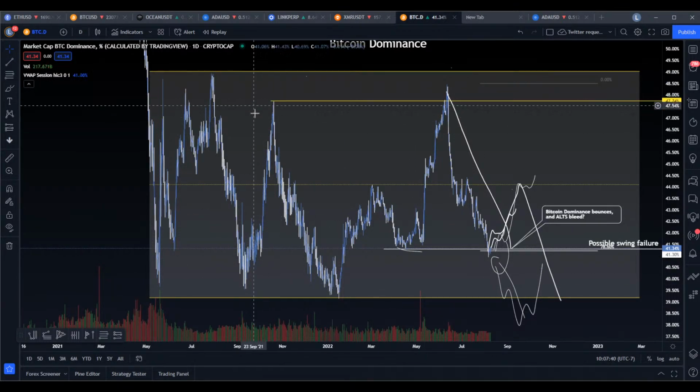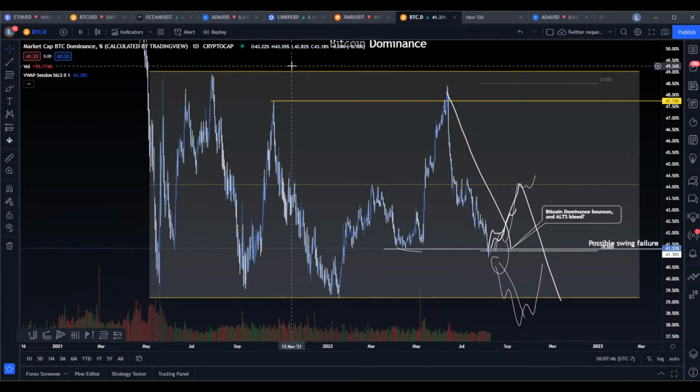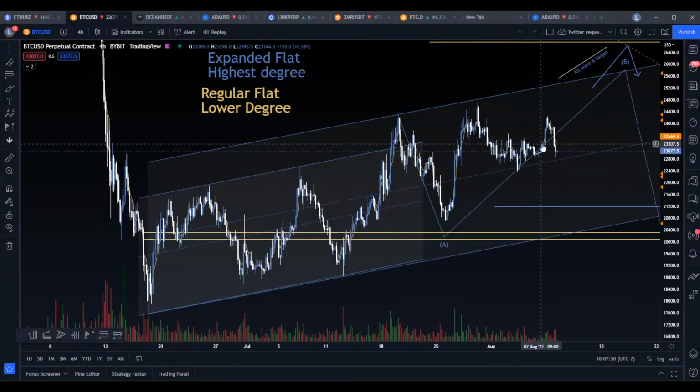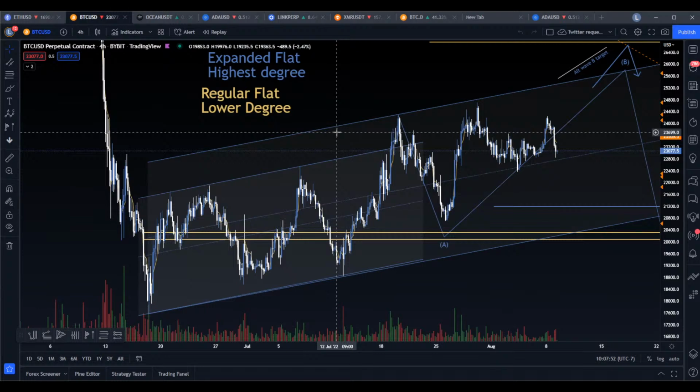I have shorts, and I'll probably be looking to add and looking for nice setups over the coming days if I get them. But ultimately, I have some ideas on Bitcoin that I'd like to see come into play, and then I'd be looking for longs on alts, probably in confluence with that.